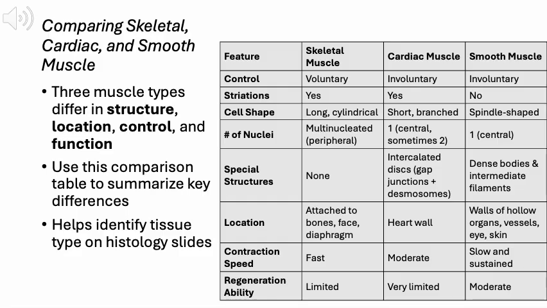Recognizing these differences is especially important in histology labs. Being able to identify a tissue slice by whether it's striated, branched, or smooth can quickly tell you its function and location in the body.